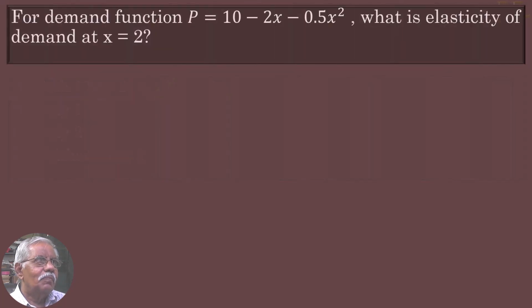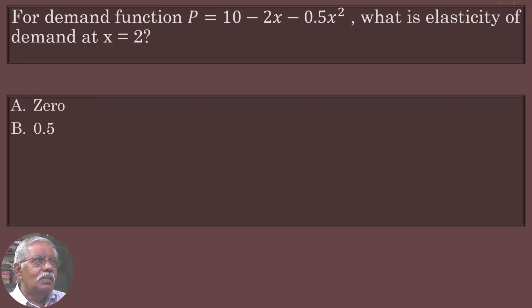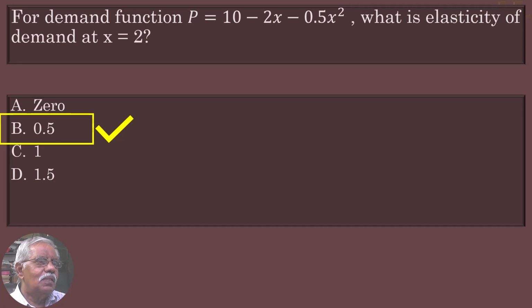Next question. For demand function P equal to 10 minus 2x minus 0.5x squared, what is elasticity of demand at x equal to 2? Options: 0, 0.5, 1, 1.5. It needs some calculation. Pause the video, find the answer and then run the video. Correct option is 0.5. How?